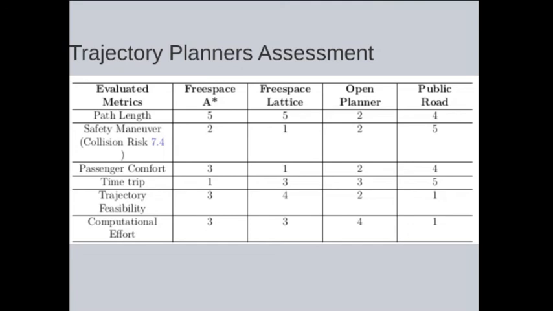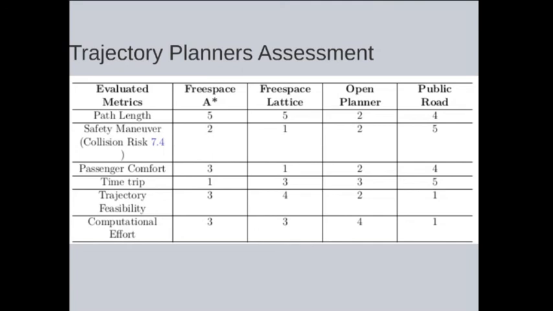Then computational effort. The worst one, as we checked, was public road from Apollo, because it needed a lot of computational resources. And Open Planner was the best, and this is why 4, because it does not use a lot of CPU or GPU or RAM memory. And then you can just check later which planner is the best one.